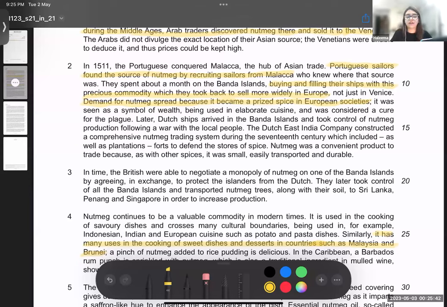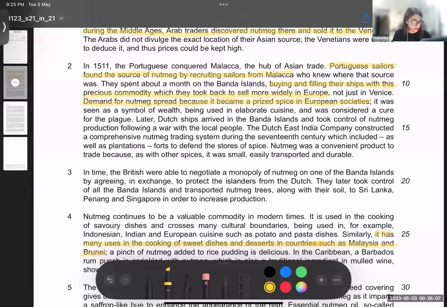But you can easily differentiate between content points and examples, because if you read the content point, anything that is a follow-up information about that counts as an example. All right. For example, if it's talking about how its spread became a prized spice in European societies, that is a content point. It was seen as a symbol of wealth. That is an example. All right.